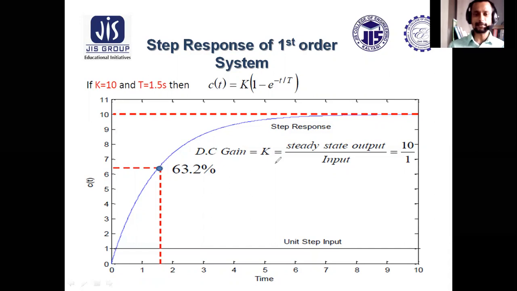And what is DC gain? DC gain K equals to steady state output. Steady state output is 10, divided by input. What is the input? Unit step input is given, so input is 1. So DC gain should be 10.